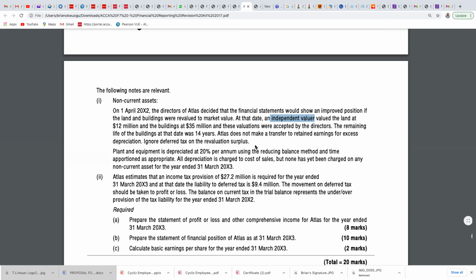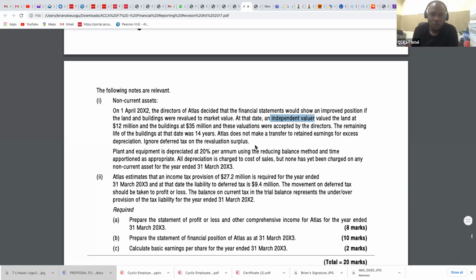Okay, plant and equipment is depreciated at 20% per annum using the reducing balance method and time apportioned as appropriate. All depreciation is charged to cost of sales, but none has yet been charged on any non-current assets for the year ended 31st March 2013. So I think a pretty explicit question.